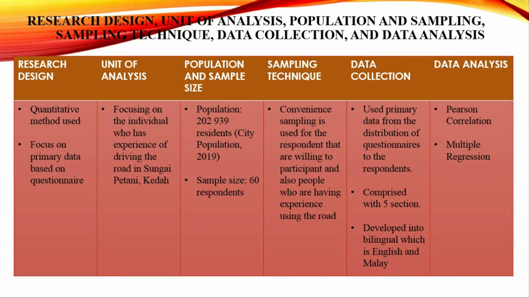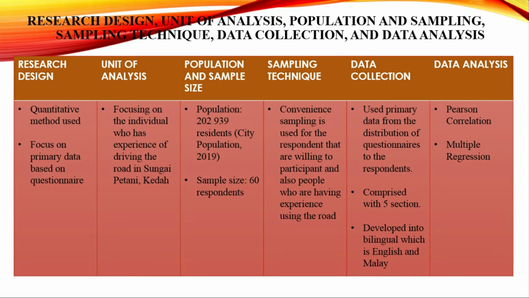Third, population and sample size. The population is 202,939 residents, based on the city population in 2019, and we chose a sample size of only 60 respondents. We move to the sampling technique, where convenience sampling is used for respondents who are willing to participate and who have experience using the road.